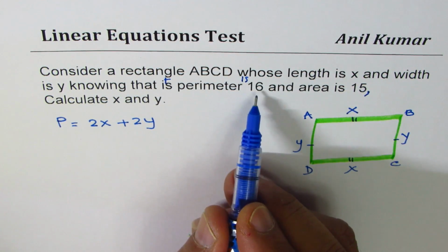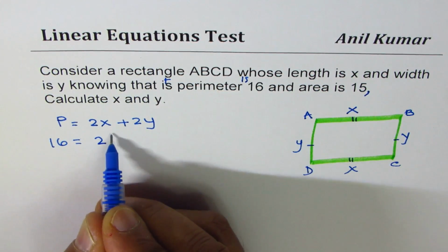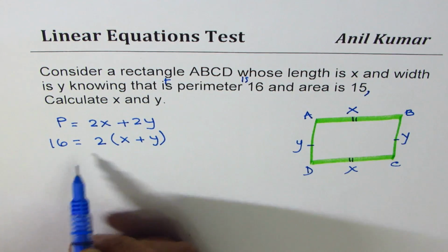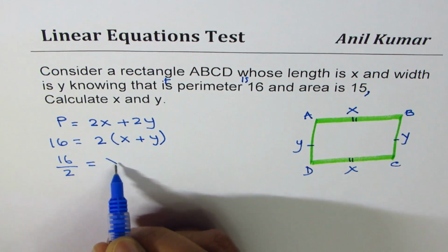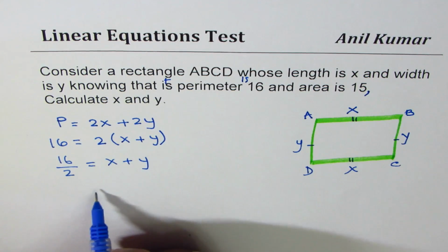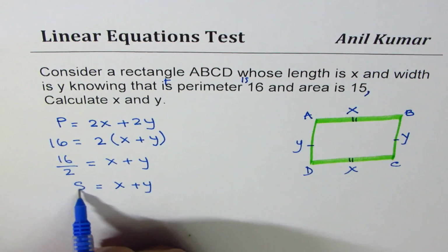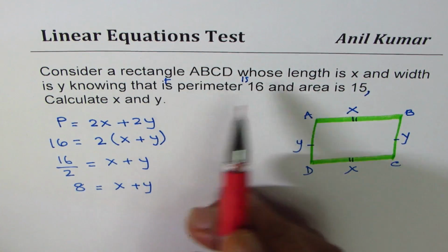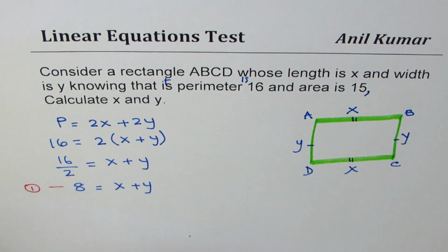Perimeter is given to us as 16, so we can substitute 16 for P. We can take 2 common. We could also write this as 2 times x plus y. Now if I divide by 2 on both the sides, I get 16 divided by 2 equals x plus y. So I get one equation which relates x and y as x plus y equals 8. Now this is a very good example on linear equations. From the statements we can actually form equations. Let this be our equation number 1.